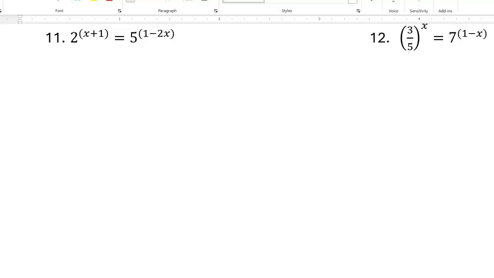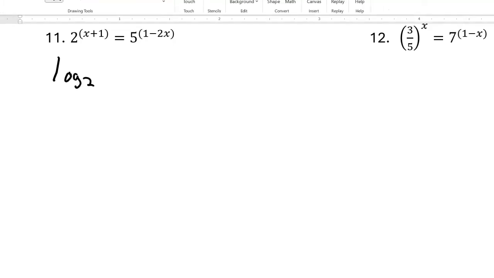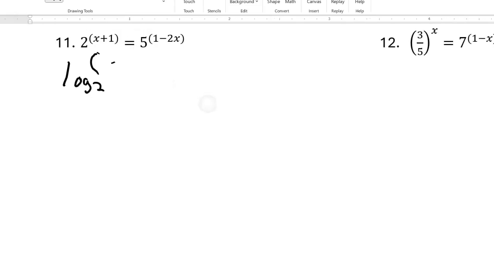exponents down. So you have a couple options here. You could take the log of both sides, or you could go ahead and convert it to a logarithm, right? So I'm going to convert this thing to a log. So I'm going to choose to use the base on the left-hand side, so the 2 as the base of my log. So I have log base 2 of the opposite side. So the opposite side was the 5 raised to the 1 minus 2x.